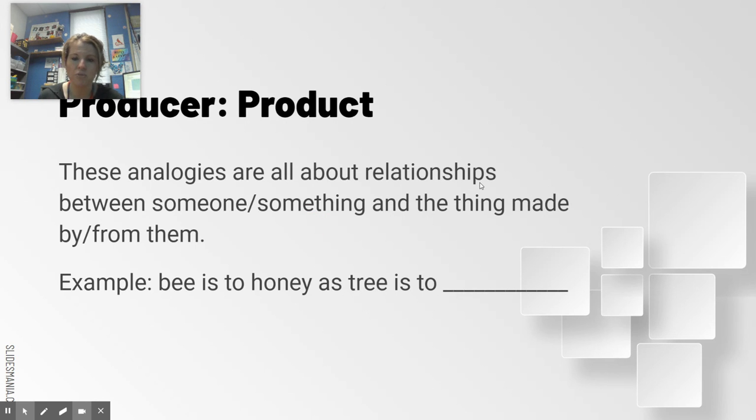And the final relationship that we have is a producer to product. These analogies are all about relations between something being made or coming from something else. So for example, bee is to honey as tree is to blank. I would say a bee makes honey and a tree makes paper. Maybe that's what came to my mind. Maybe you thought fruit if it's a fruit tree. It would be anything like that.